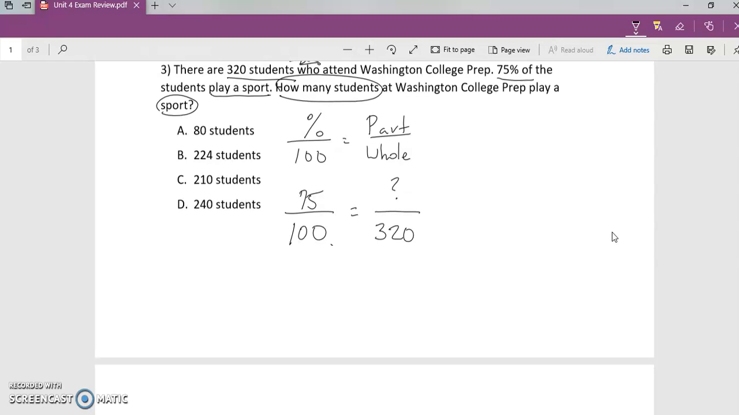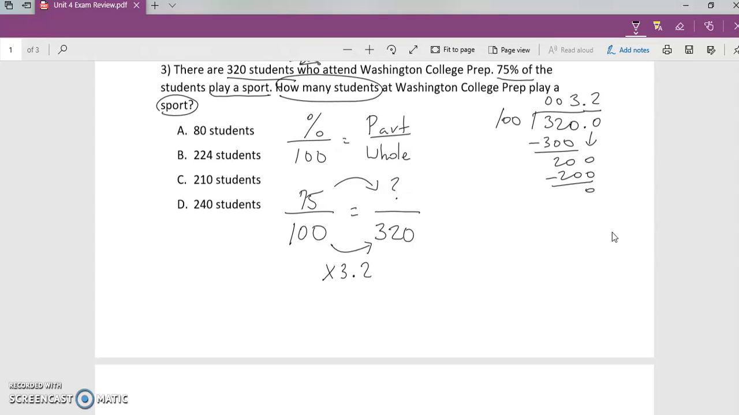So again, I need to figure out my scale factor. How many times does 100 go into 320? Let's see. So 100 goes into 320, 3 times. That's 300. There's 20 left over. Okay, 100 goes into 200 twice. And there's 0 left over. So that means that if I multiply it by 3.2, that'll give me my answer. So then I have to do the same thing to the top because it's a scale factor.